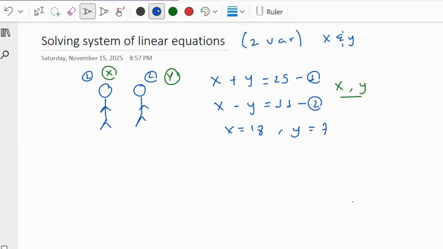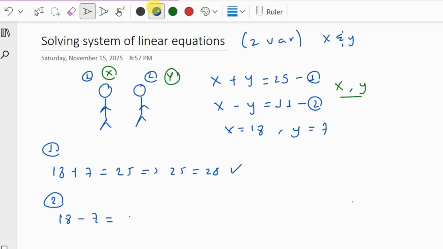So I'm going to solve for equation 1 right now. And that's x plus y, x is 18, plus 7 equals 25, which means 25 equals 25. So equation 1 has been satisfied. What about equation 2? Equation 2 states that x minus y, x is 18, y is 7, and that's equal to 11. And that's 11 equals 11. So both of these equations, equation 1 and equation 2, have been satisfied, and we found x and y.